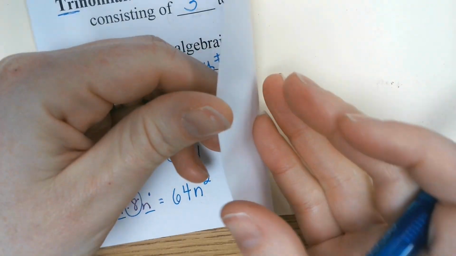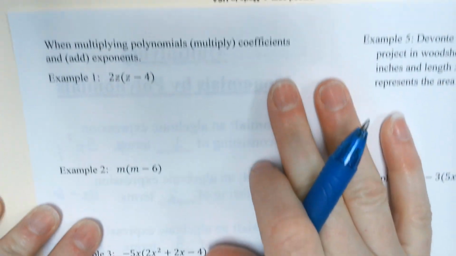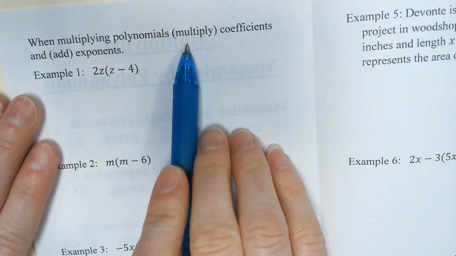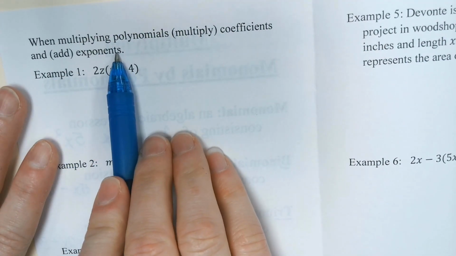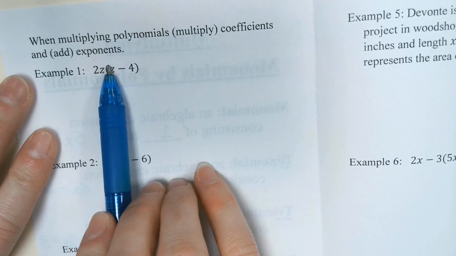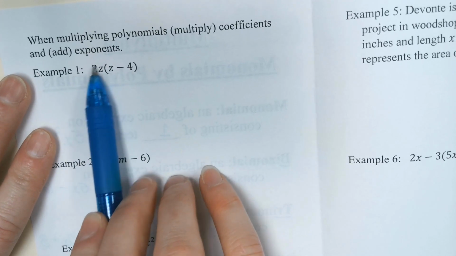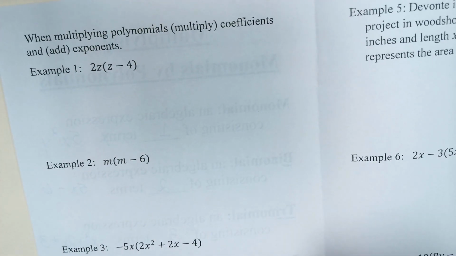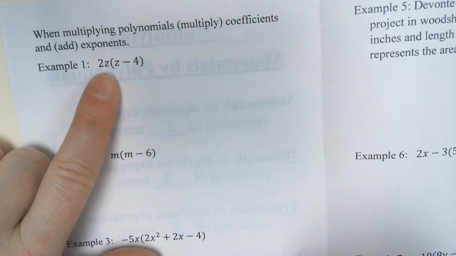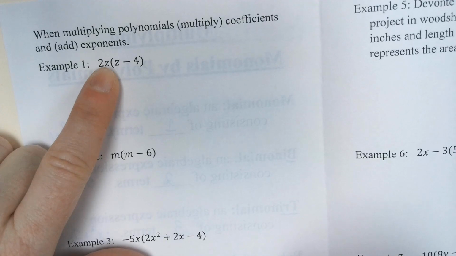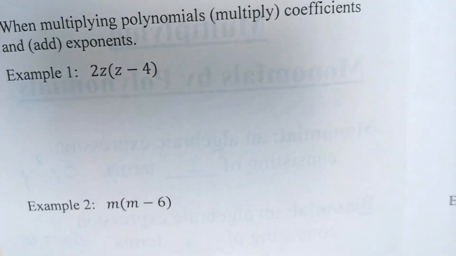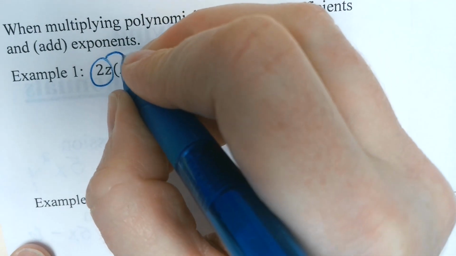All right, go ahead and open up your notes. When multiplying polynomials, you multiply coefficients and add the exponents. So look at example 1. Notice that we have the parentheses. Outside the parentheses, we have that 2z. So all we're doing is distributing. We learned distributive property at the very beginning of the year. But now the only thing that's different is we might have a variable out here with it. So that's why we reviewed those exponent rules. So we're going to multiply 2z times everything inside the parentheses.